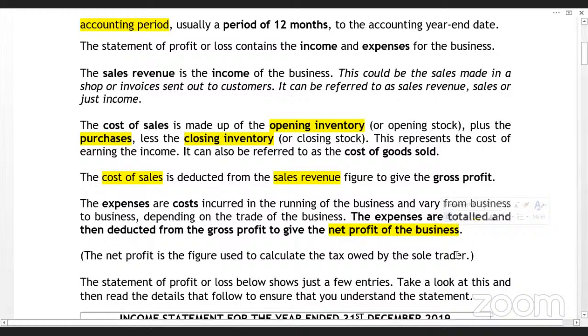So to determine the tax you're going to pay, first determine your net profit, because the tax will be computed based on the profit you have made.